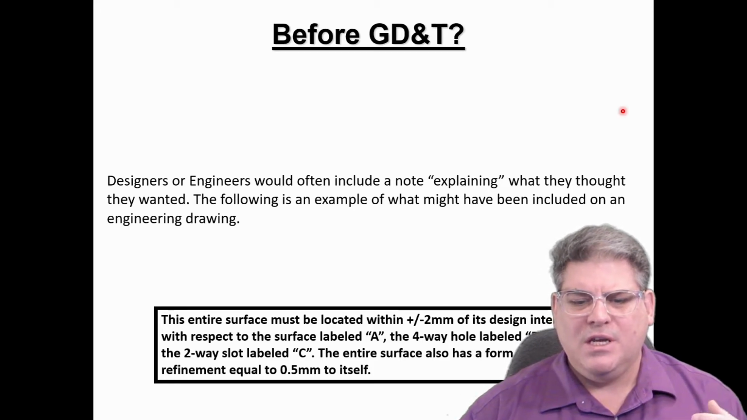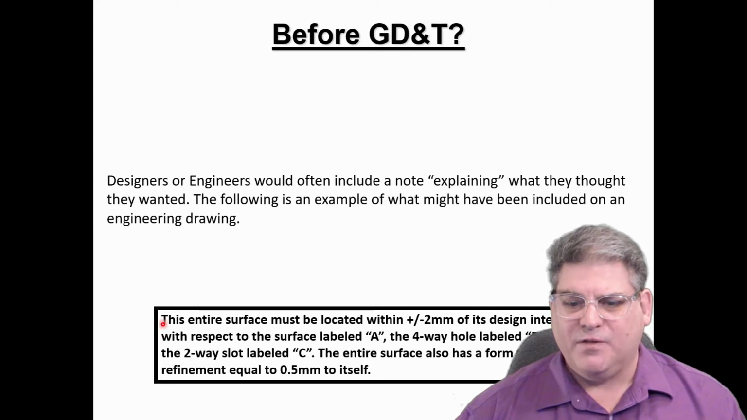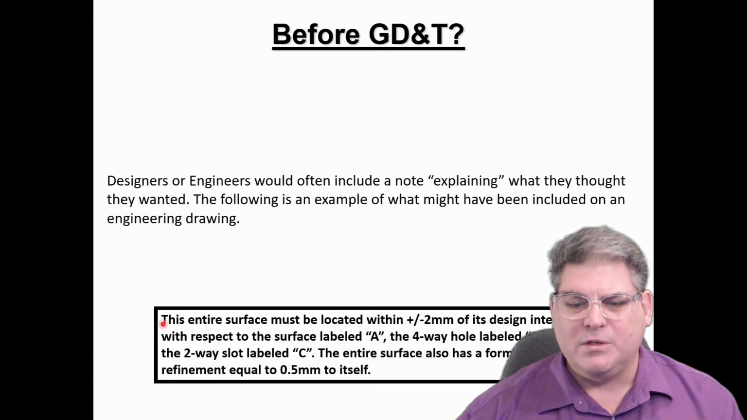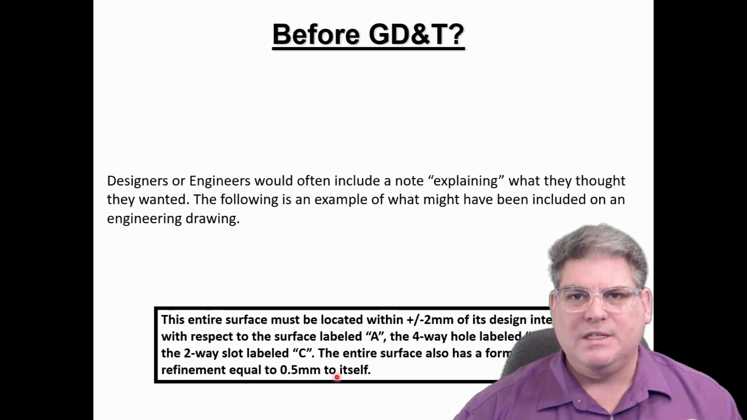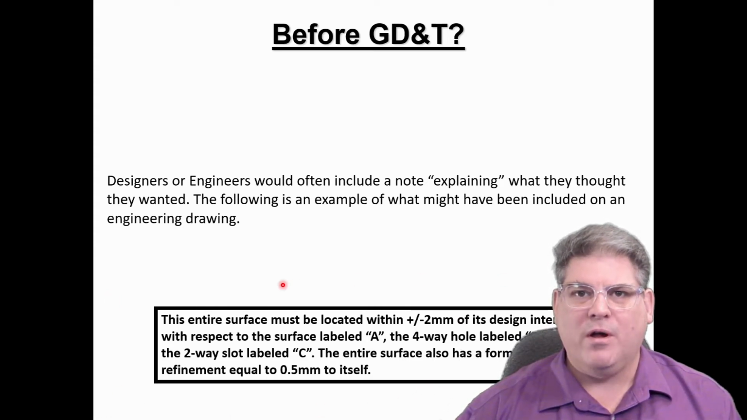You would see notes like this one, and I'm just going to read it. This entire surface must be located within plus or minus 2 millimeter of its design intent with respect to the surfaces labeled A, the four-way hole labeled B, and the two-way slot labeled C. The entire surface also has a form tolerance refinement equal to 0.5 to itself. This absolutely should sound very ambiguous to somebody without a drawing that goes with it.